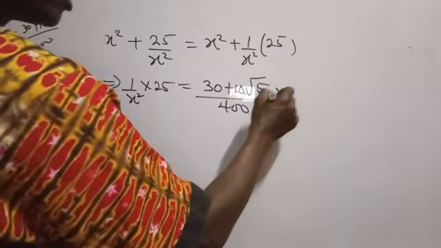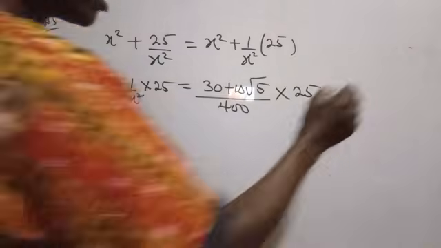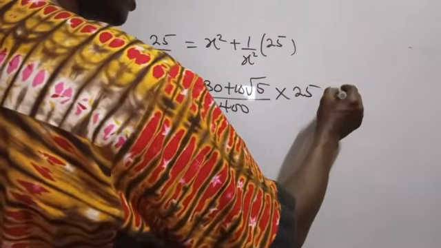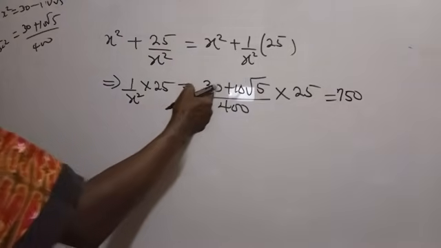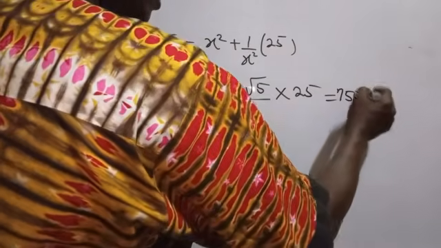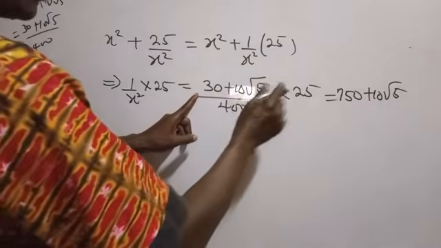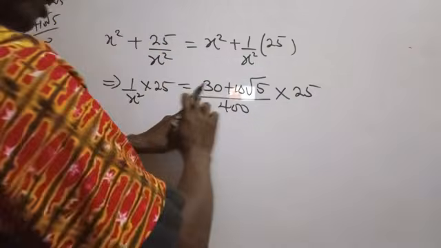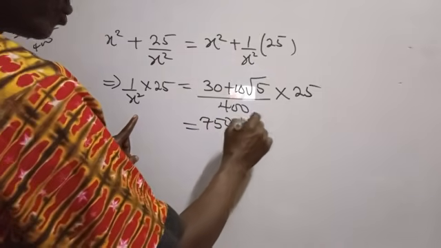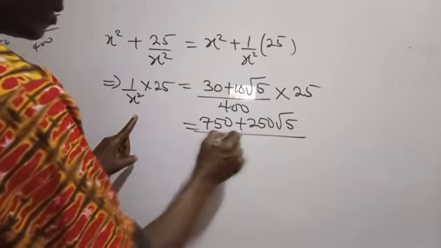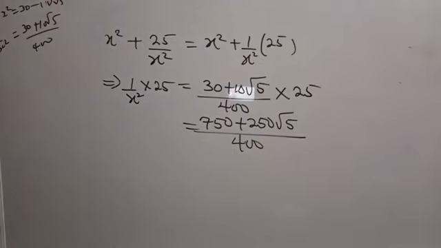That means multiply by what? 25. Multiply by 25. Okay? So when we multiply this by 25, we get what? What is 25 times 30? That is what? 750. You get that? I hope you get that. 25 times 3 is 75. Plus the 0 there, 750. Plus 10 root 5. I hope you understand. But be careful. You are multiplying through. So this will be wrong. 25 is multiplying everything there. Okay? You have to be careful. 750 plus 250 root 5. Yes. All over 400. Yes. Because 25, we have to multiply everything here. You are expanding, in other words.